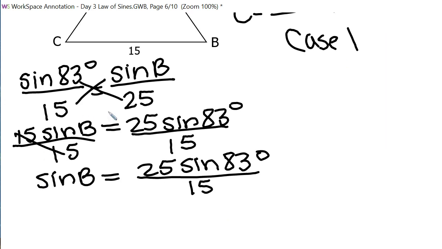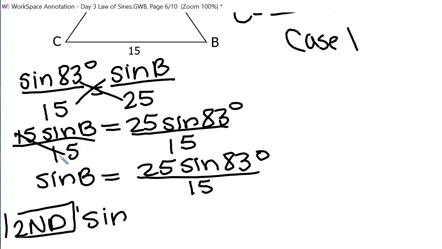Now, when you put this in the calculator, this is the arc sine value. This is the answer for sine. So you'll have to do arc sine, which would be second sine of this fraction, and make sure the numerator has parentheses. And we're going to round to the nearest whole degree.